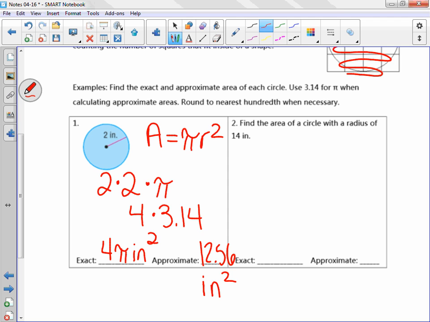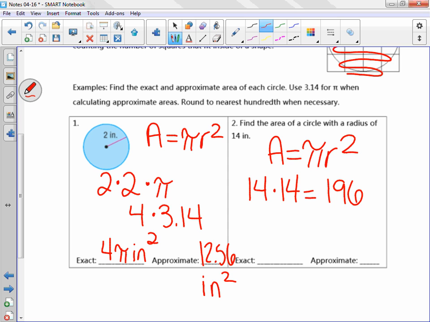The second problem just doesn't give us the picture, but it's the same idea. Find the area of a circle with a radius of 14 inches. So I always rewrite my formula. Area equals pi times radius squared. My radius is given. So remember, it's radius times radius. 14 times 14, not 14 times 2. That's, once again, that big mistake. 14 times 14 is 196. I still need to make sure when I'm giving an exact answer, I put the pi symbol.